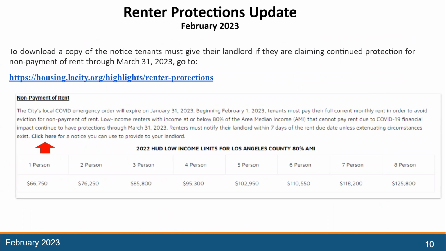A tenant who wishes to report to the landlord that for the months of February 2023 and March 2023, they still are protected from non-payment of rent, meaning they don't have to pay the rent immediately, can download a notice of the 7 days that they have to give to the landlord at the website indicated on your screen. By giving the landlord this notice, the tenant is reporting to the landlord that they are both low income and financially impacted by COVID-19 during the months of February and March of 2023.